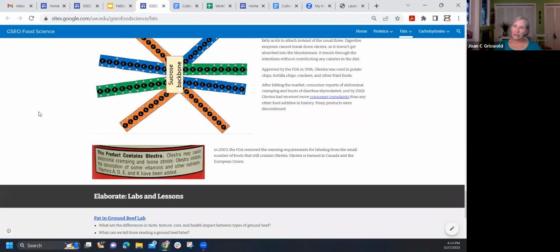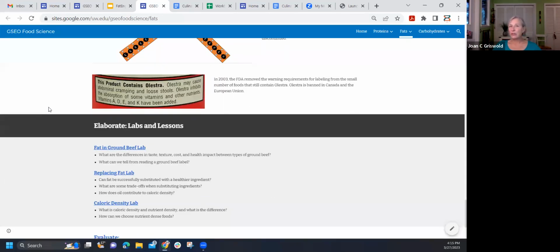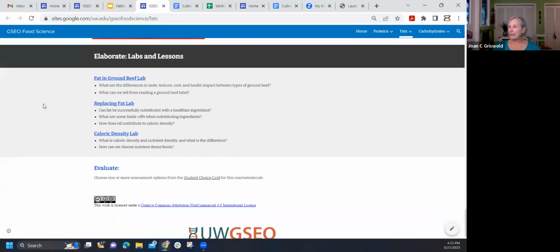So that's the direct instruction. Students can read that. You could bounce off of that for a lesson or a lecture, however you would want to do that in your classroom. And then we get to the labs that are associated with this portion of the website or the lessons.